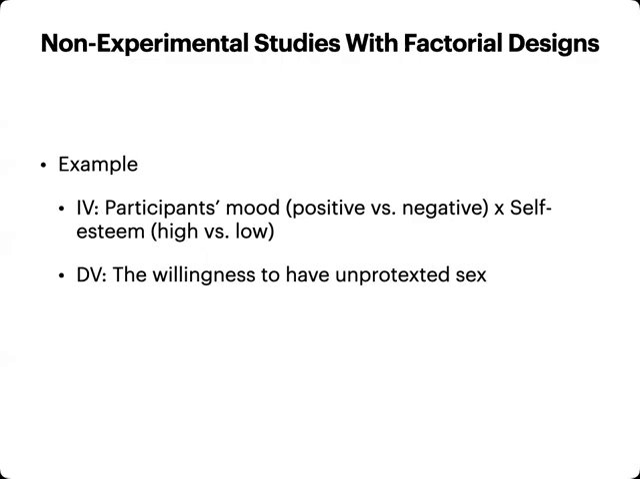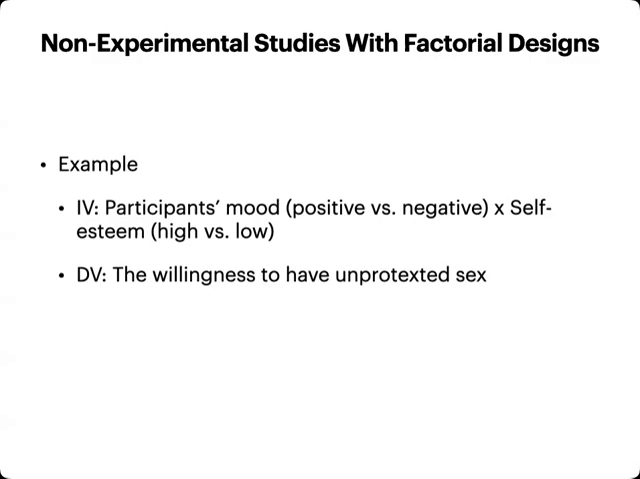This setup is a 2 by 2 factorial design with mood, positive versus negative, and self-esteem, high versus low, as non-manipulated between-subjects factors. The dependent variable in this case is the willingness to have unprotected sex. Since neither factor was manipulated by researchers in this example, it is considered a non-experimental study rather than an experimental one. The reason this difference is important is that if an independent variable is not manipulated, a cause and effect relationship cannot be claimed.